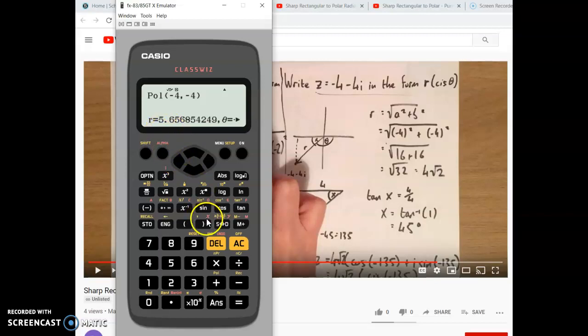Same thing: it's in the calculator's memory as that red x. And once we get that red x up on its own, it is going to change into surd form for us. So alpha, right bracket, equals, and there's our 4 root 2. So 4 root 2 cis minus 135.